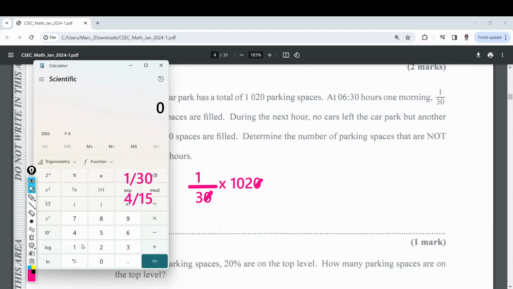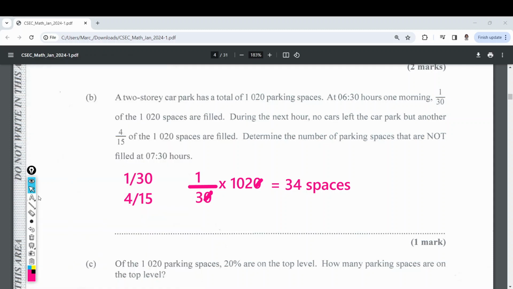Let's clear this. We're going to get 102 divided by 3, and the answer is going to be 34 spaces. So that's what we're going to put, guys. We're going to say this is equal to 34 spaces. Okay, so that's just part of the question.